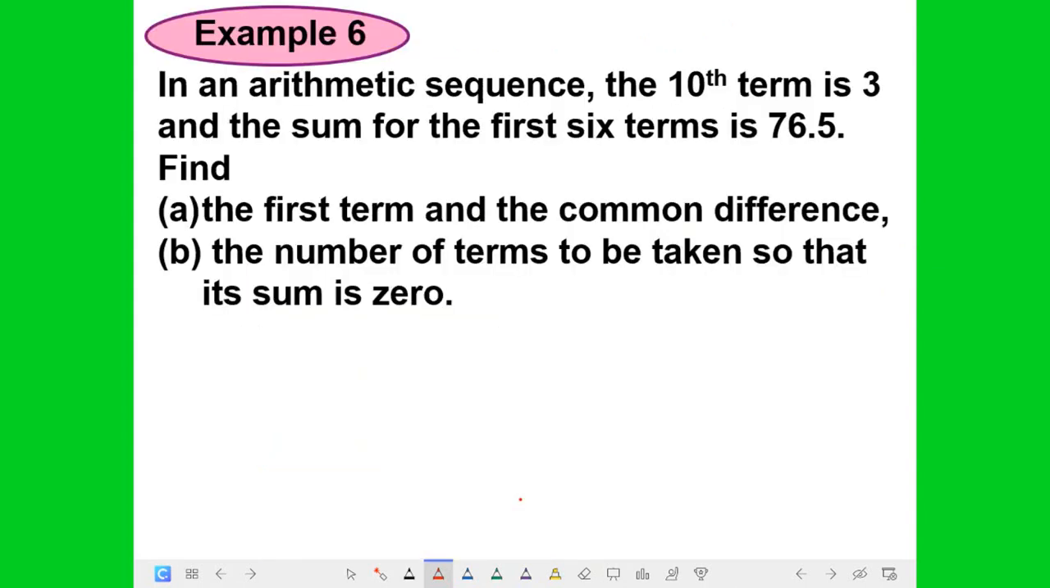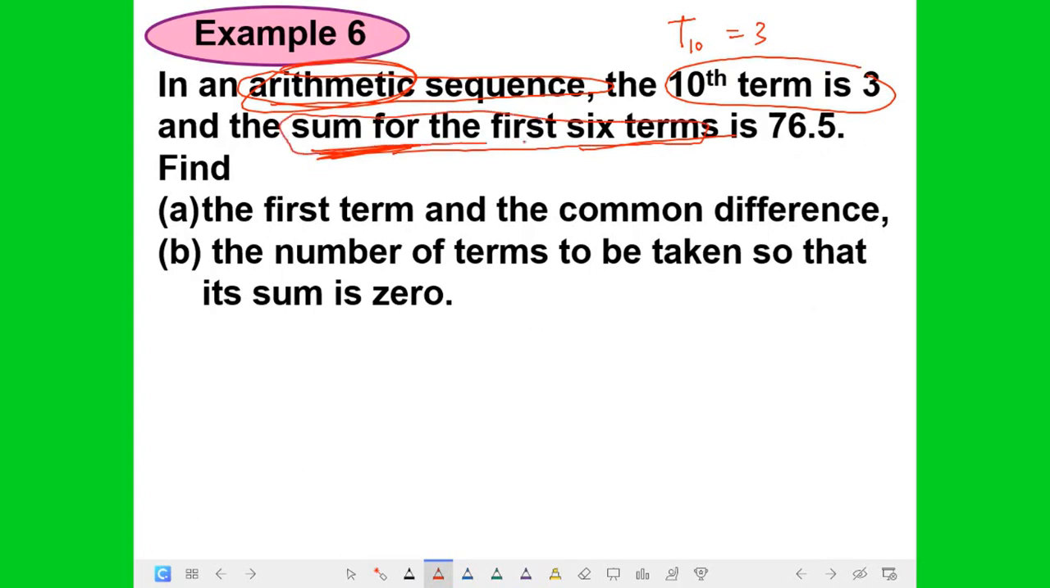Example 6. Read example 6. In an arithmetic sequence, it must follow the formula of arithmetic. The 10th term is 3. Take this info: T10 is equal to 3. The sum of the first 6 terms.